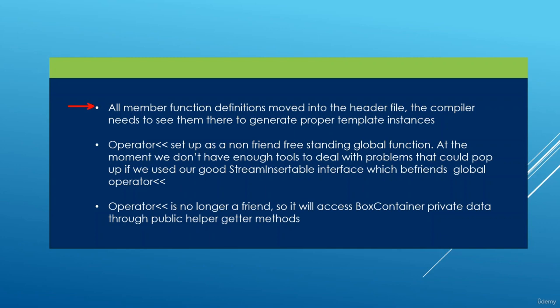Okay, so all our member functions are going to move to the header file. Another design decision we're going to make now is to set up our stream insertion operator as a non-friend function. It is also not going to go through our stream insertable interface, because this would introduce problems we are not able to deal with now with class templates, but we will see how we can make this work later in the chapter. So don't worry, we just want to have something to start with to make our stream insertion operator work. It is no longer going to be a friend, and if we need to access some private parts of our box container class, we will go through a bunch of public getter methods. This is what we are going to do here.